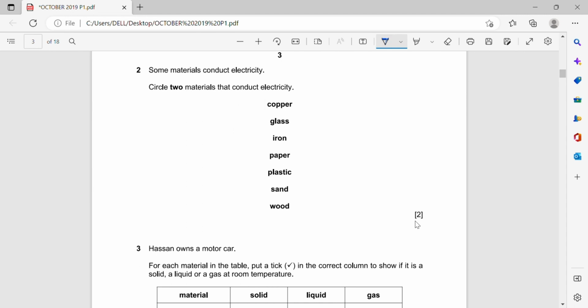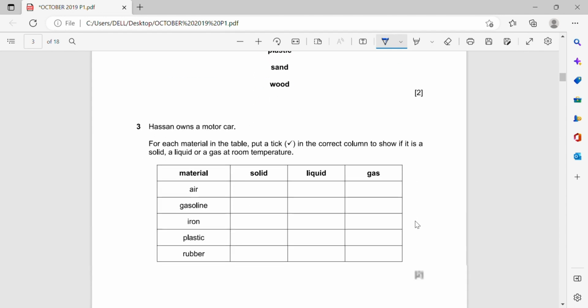Some materials conduct electricity. Circle two materials. So I need to circle two materials only. What does conduct electricity mean? It means we are dealing with metals, which are good conductors of electricity. Here, which two materials are metals, meaning good conductors of electricity? We have copper, glass no, iron, paper no, plastic no, sand, wood no. So copper and iron.